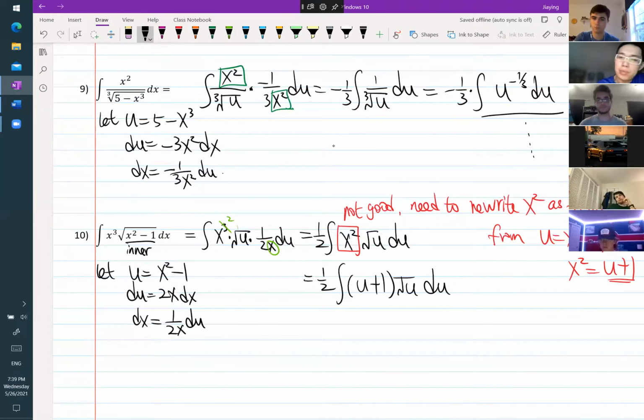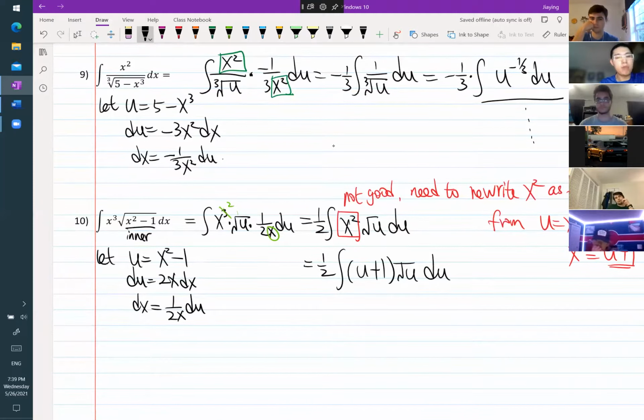So for number 10, I follow the normal substitution process. I set u equals x squared minus 1, I found the dx, and then I substitute into the equation, and I end up with this expression. That's what I get by using the normal process. But the problem is that I have an x squared, which is extra. I don't like x squared to be in that integral.